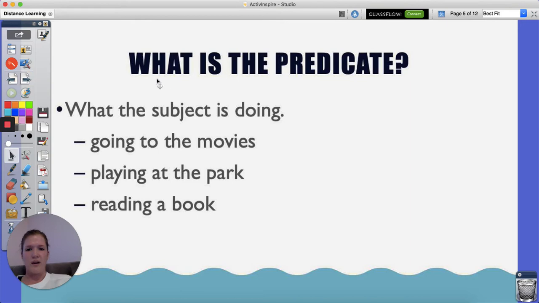And then we have our predicate. Our predicate tells us what the subject is doing. So we could say going to the movies. Who's going to the movies? Miss Hale is going to the movies. Maybe we're saying playing in the park or playing at the park. Maybe the puppies are playing at the park, right? So we're talking about what the subject is doing. Or reading a book. Maybe we're talking about Miss Gregson and we're saying Miss Gregson was reading a book. So it tells us what the subject is doing.